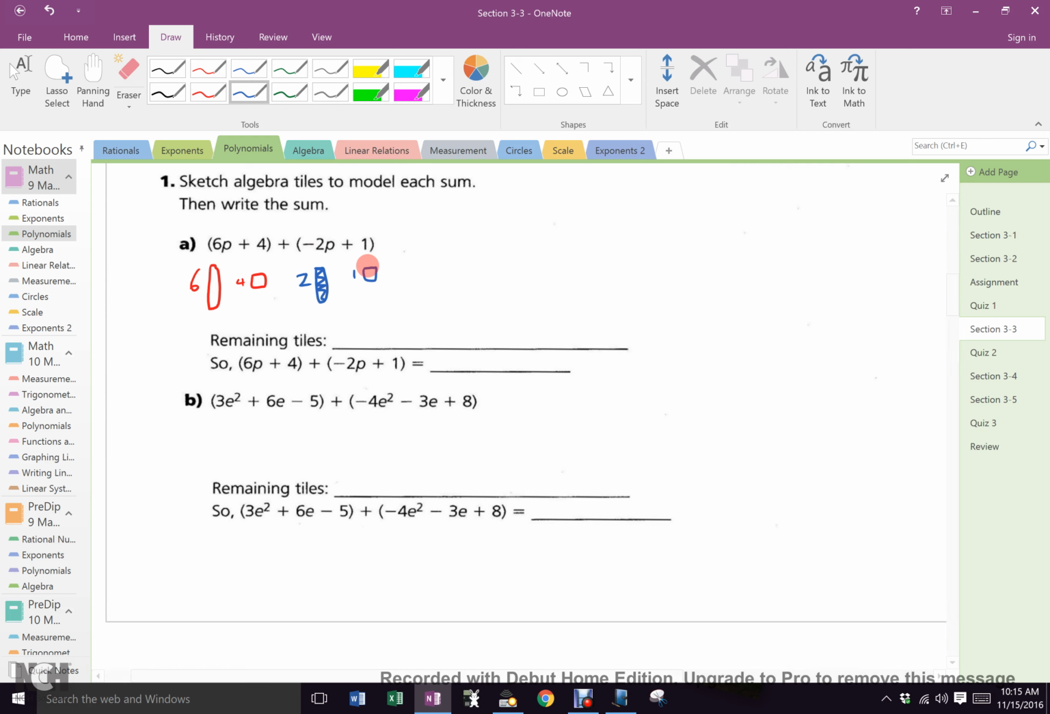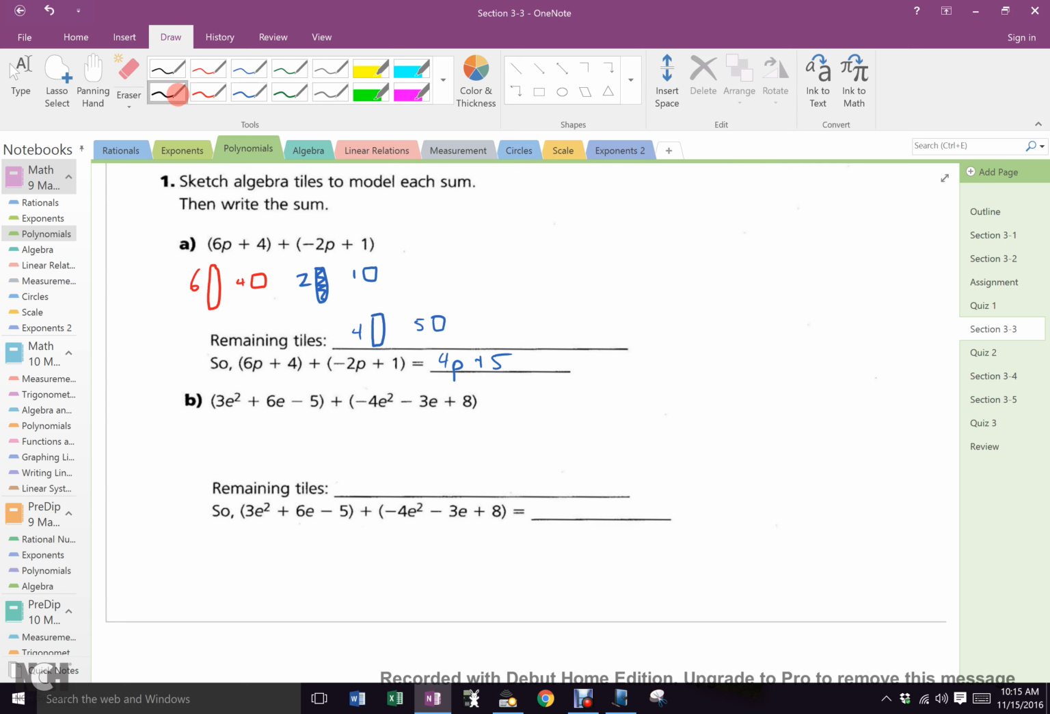Now, is there any canceling? In one place. Six is going to lose two, isn't it? So that's going to leave me four colored bars. And any canceling here? No. Five little boxes. Now, that's the picture. What does it mean in math class? Four P's. And what's that? Plus 5. Everybody good? Sweet. You do B on your own.